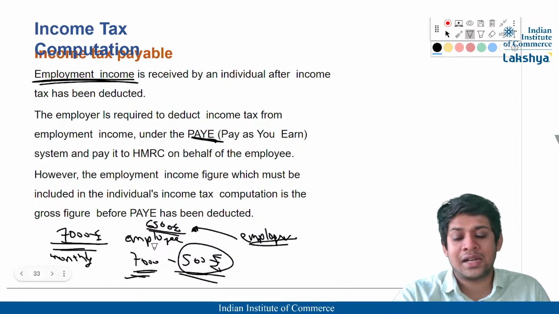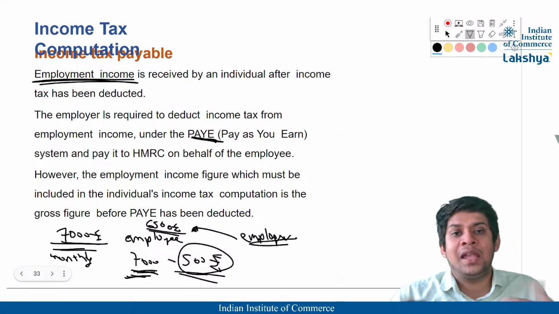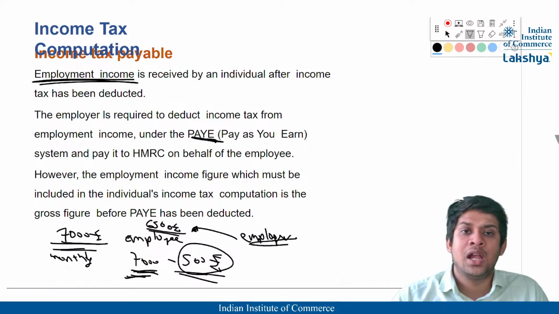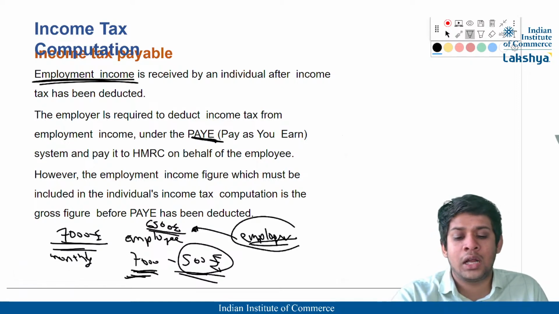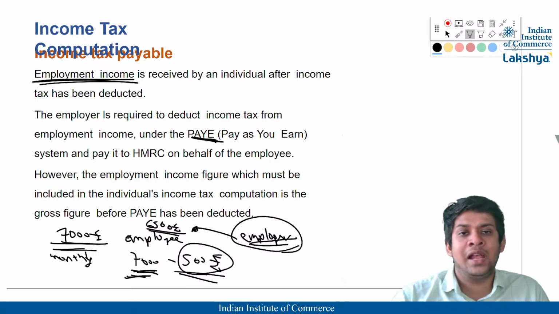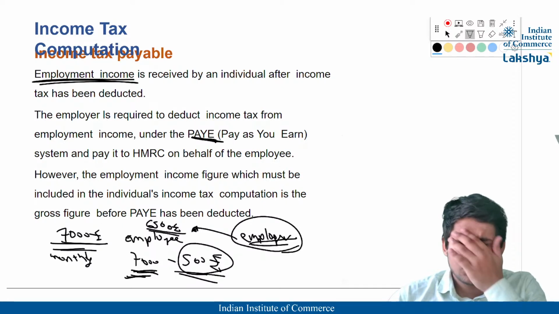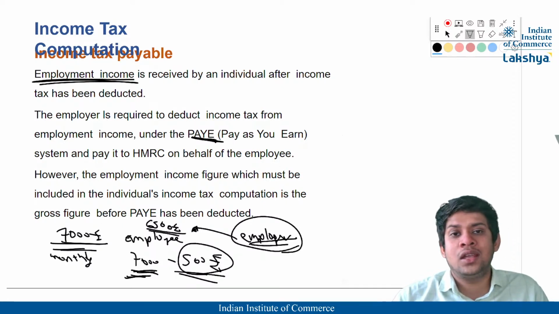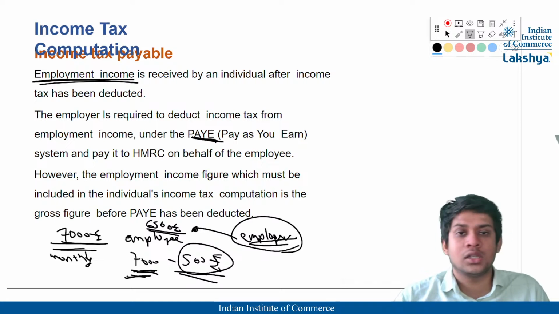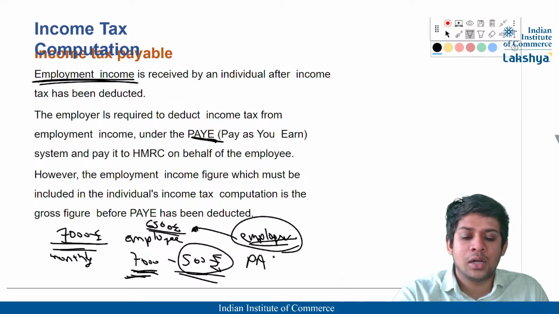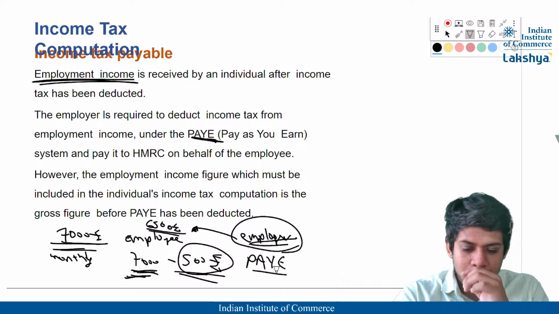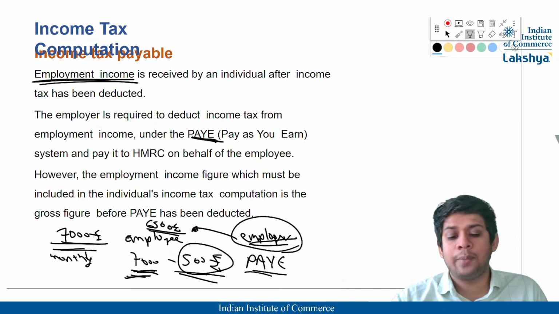So technically, what is the employee doing here? They are paying HMRC as soon as they earn. As soon as they earn the employment income, it is paid to HMRC because the employer collects it from the employee on behalf of HMRC, and then the employer pays it directly to HMRC. So here, the employee is paying as soon as the employee earns. Correct? That is the reason why pay as you earn comes into existence. Pay as you earn. Okay.